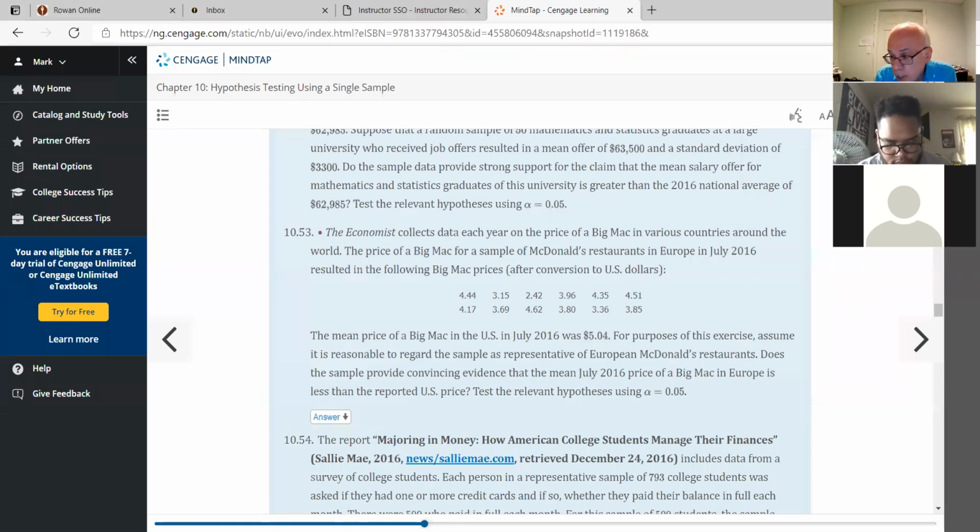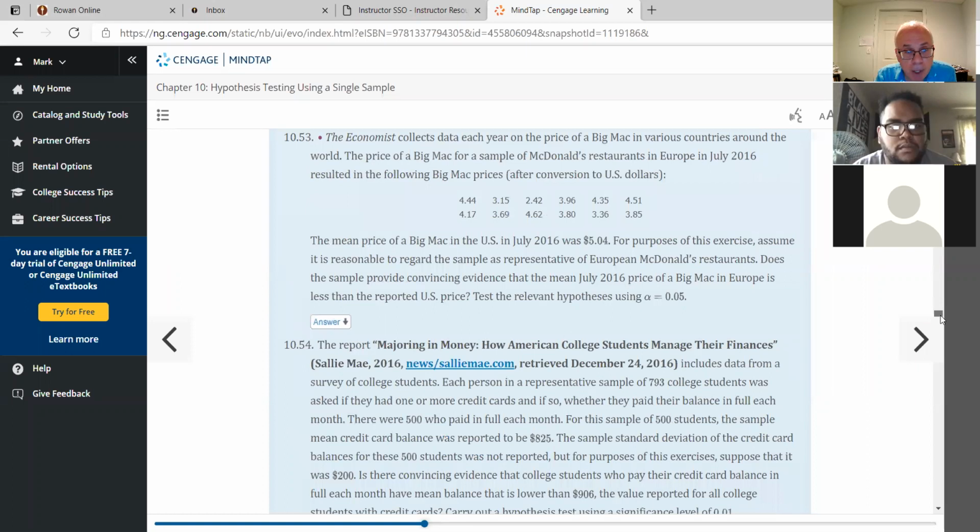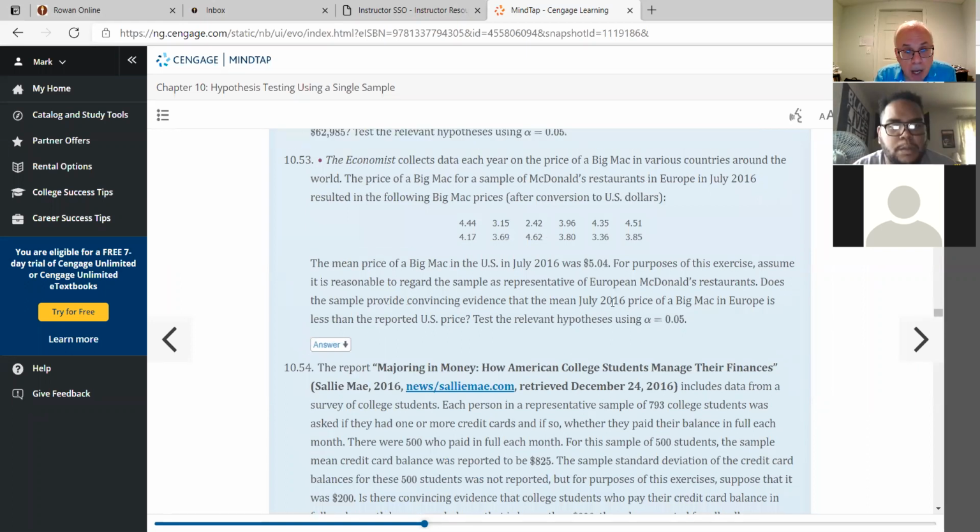The Economist, this is a popular magazine for people who like reading about economics. The Economist collects data each year on the price of a Big Mac in various countries around the world. The price of a Big Mac for a sample of McDonald's restaurants in Europe in July of 2016 resulted in the following Big Mac prices after conversion to US dollars. So these are in US dollars. The mean price of a Big Mac in the US in July was $5.04.